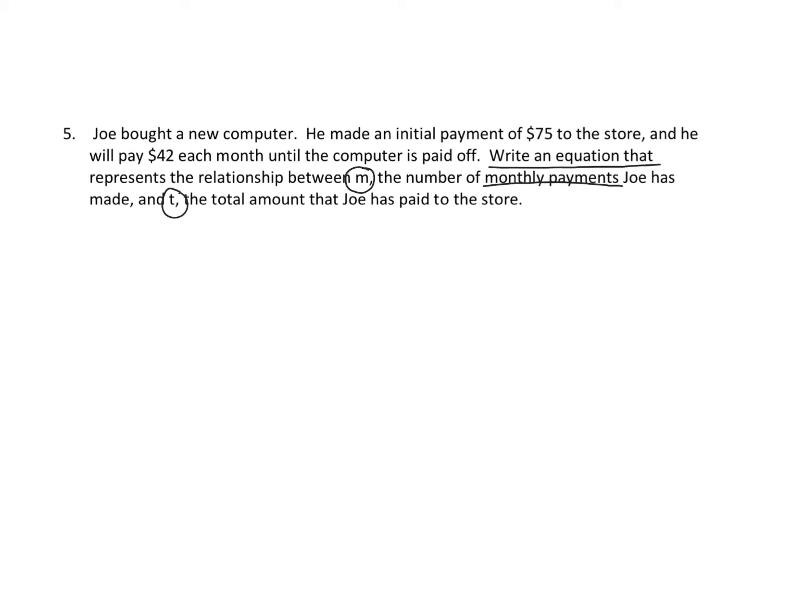So to figure out my slope, I need to see what number is multiplied by the number of monthly payments. This $75 is an initial payment, so we'll come back to that, but that's not getting multiplied each month. But 42 each month, that's getting multiplied. So our slope's 42. This initial payment of $75 is our y-intercept. It's that one-time fee. It's our constant. So then I have my equation of y equals 42x plus 75, or we could plug in the variables we were provided, t equals 42 times m plus 75.